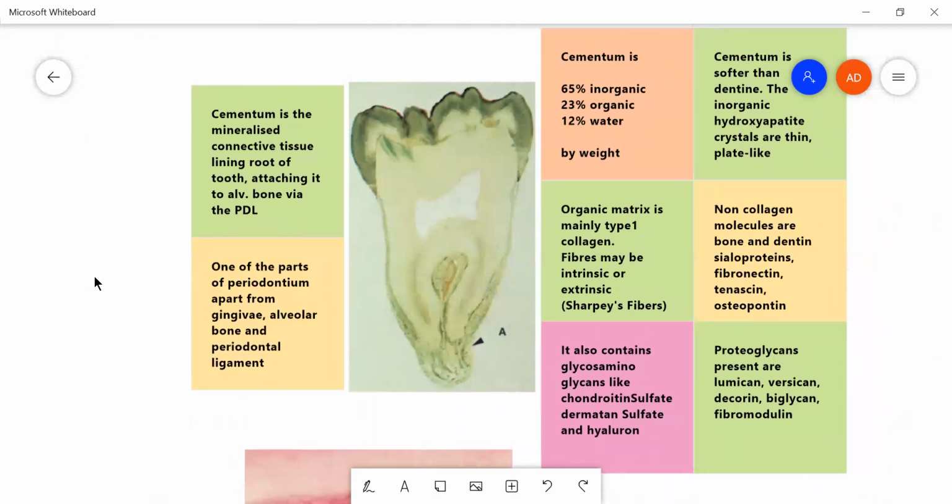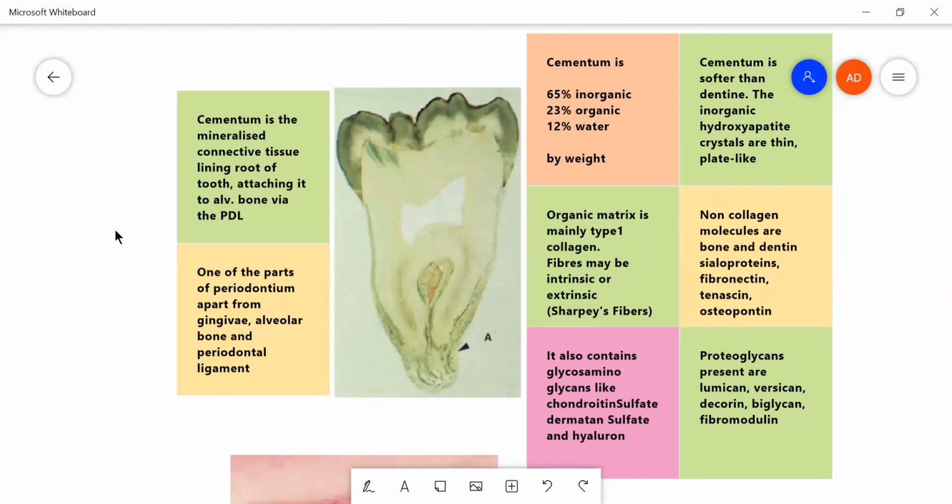Now, cementum is the mineralized connective tissue lining the root of the tooth, attaching it to the alveolar bone via the periodontal ligament. It is one of the parts of the periodontium, apart from the gingiva, the alveolar bone and the periodontal ligament, which helps attach the tooth into the jaw.